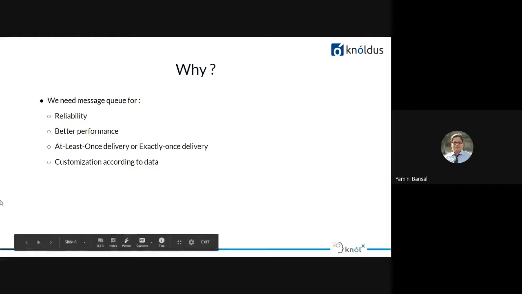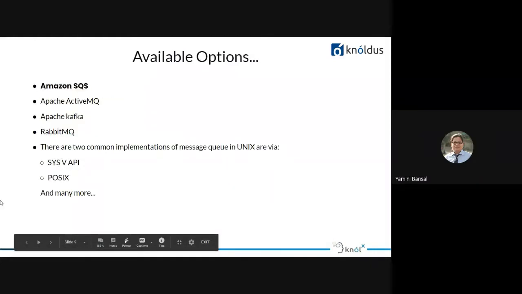So next come the available options. For available options, we have Amazon SQS, and some other options like Apache ActiveMQ, Apache Kafka, RabbitMQ. And there are two implementations of message queue in Unix, via the sysv API and POSIX, for inter-process communication. So we have these many and many more options available.